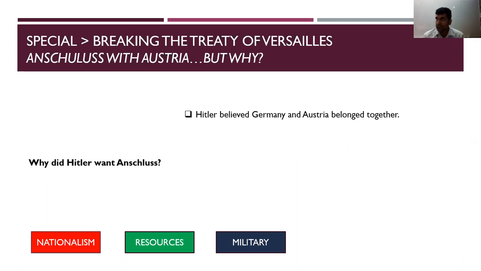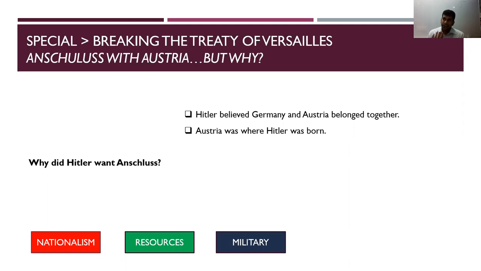Hitler believed Germany and Austria belong together. So just think about it. What do you think? Do you think it falls under nationalism, resources, or military? Just give it a thought. Hitler believed Germany and Austria belong together. Let's look at the words. Hitler believed that the people in Germany and the people in Austria belong together. So this has a sense of nationalism. Another advantage of this would be the resources. Because they belong together, they can work together, they speak the same language, so you have human resources. And they can join the army as well, and this will strengthen their military.